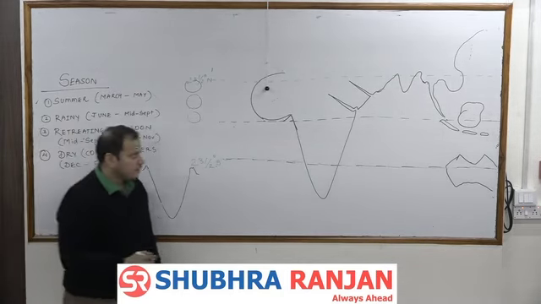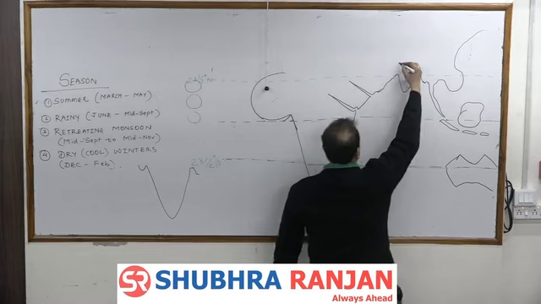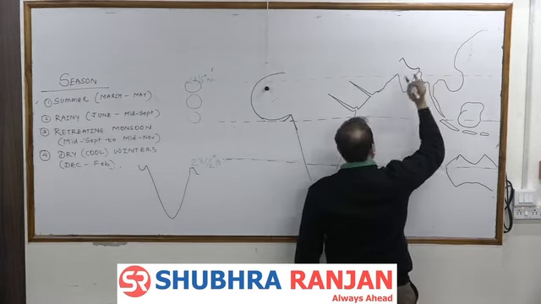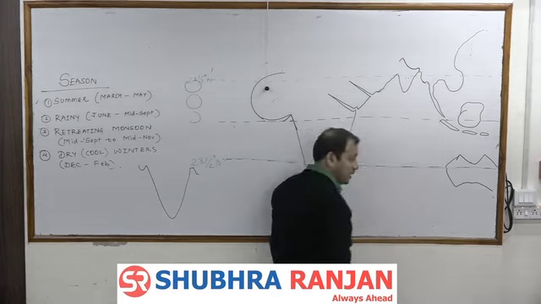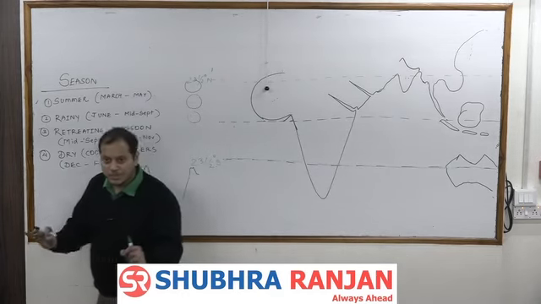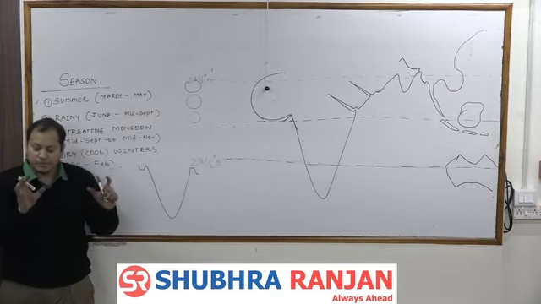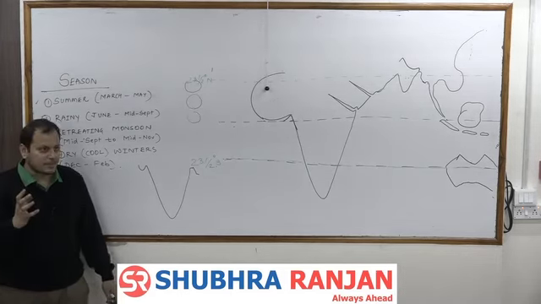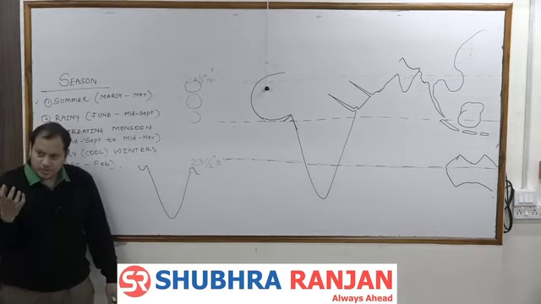And as a result of this, entire India develops a low pressure zone. This is Himalayas. Entire India develops a low pressure zone. But this low pressure zone is very weak. It is not fully established. बाद में ये सब लिखना, पहले समझ लो what is the concept. The low pressure zone is not fully established.